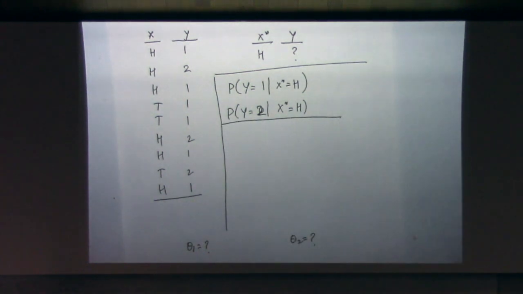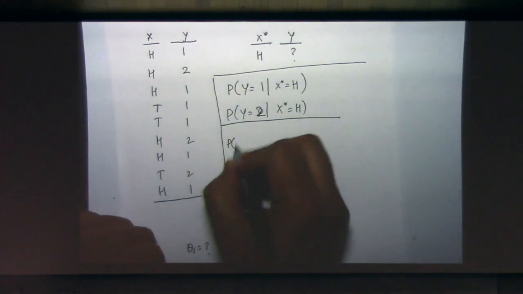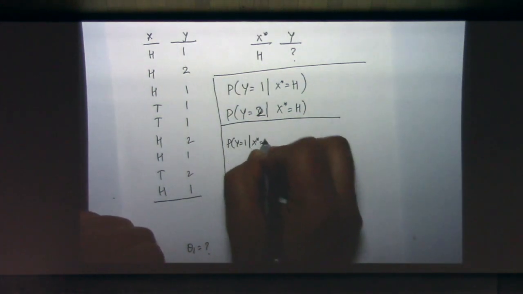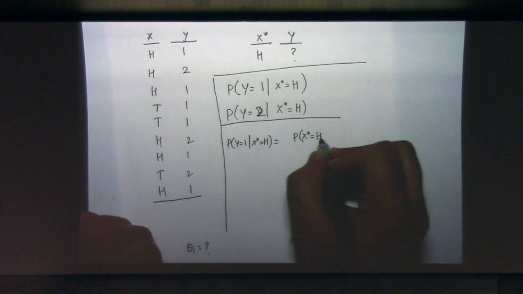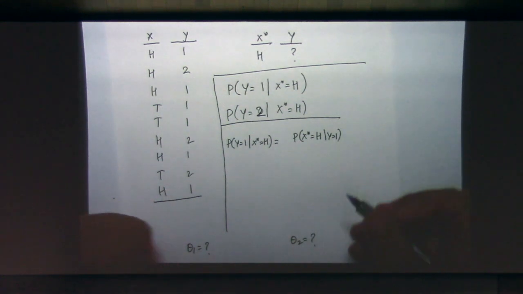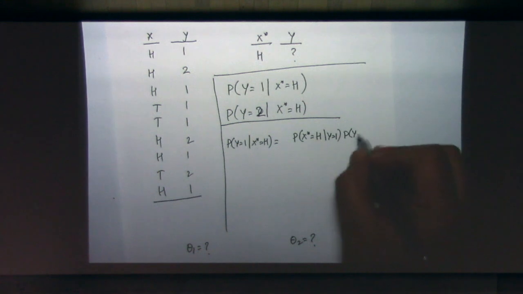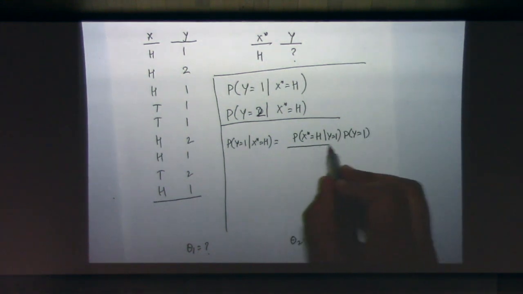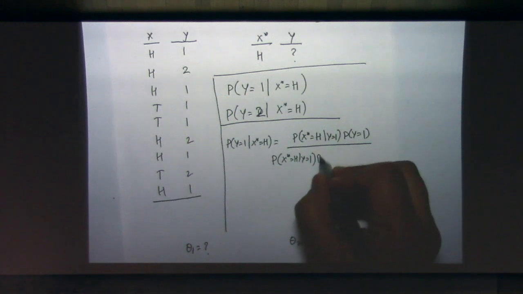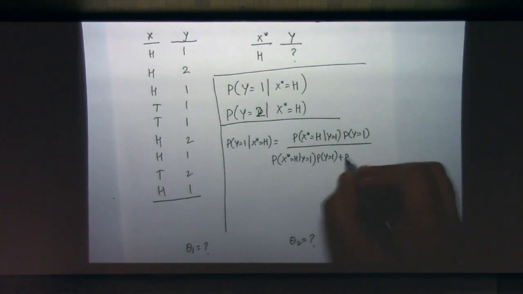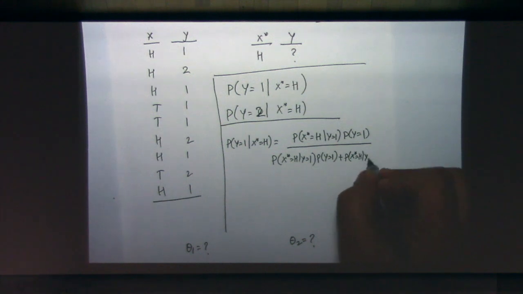So now, how do we compute this value? We have seen that we can apply Bayes' rule. We can say that the probability of y equal to 1 given x star is equal to h is equal to the probability of x star equal to h, heads, given the coin was the first one, times the prior probability of y being 1, divided by the probability of x star equal to h given y was coin 1 times the probability y equal to 1, plus x star equal to h given y equal to 2 times the probability y equal to 2, right?